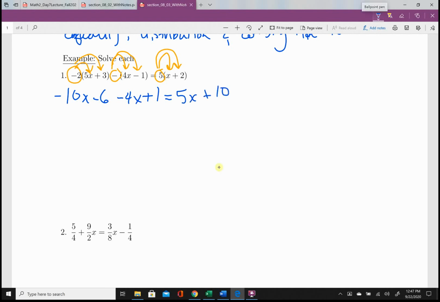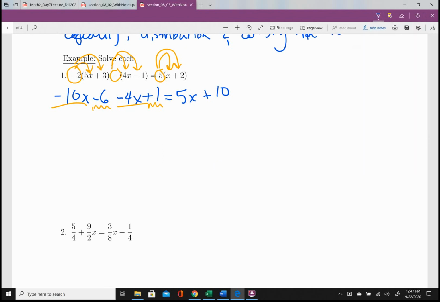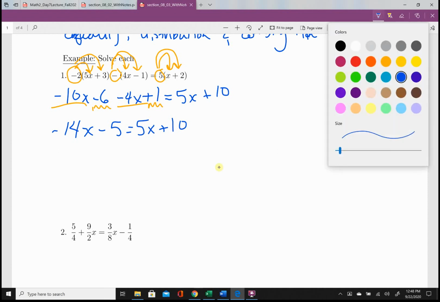Combining like terms on the left-hand side. X terms get combined, constant terms get combined. I'll do them in straight underlines versus squiggles. By no means is this notation necessary, but can be kind of fun. So this will give us negative 14x altogether minus 5 equals still 5x plus 10 on the other side. And now since we have one variable term and one constant term on both sides of the equation, this is when we can have 4 different correct ways of moving forward.